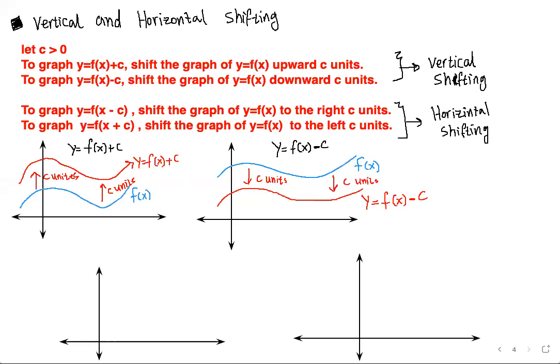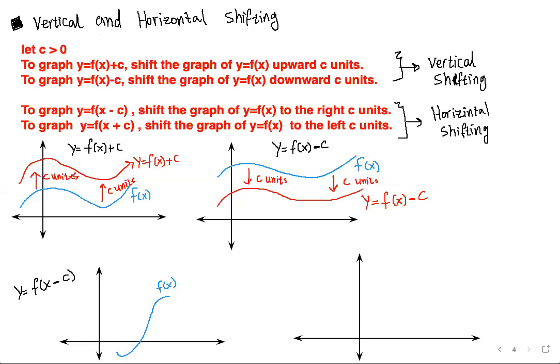Now for the third one, the question is graph the function y equal f of x minus c, and the c here is inside the parentheses of the function. So again, my original function is the blue one. Suppose it has a graph like this. This is my original function f of x. The question is graph this function y equal f of x minus c. Here we have minus c, it's inside the parentheses.